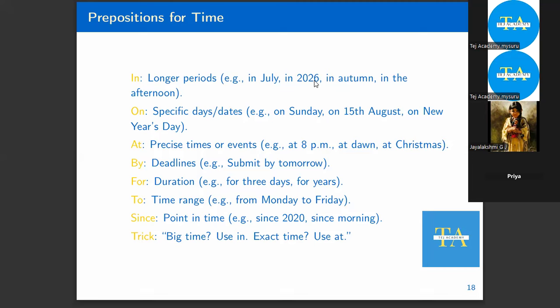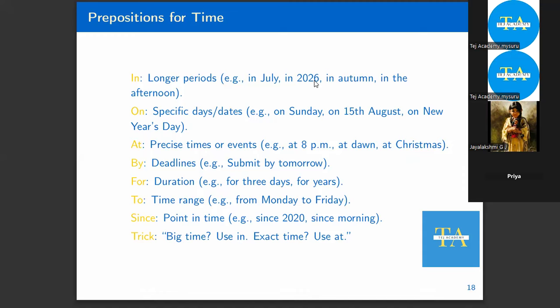And at is, of course, about precise times or events. At 8 p.m. At 5 a.m. in the morning, I usually wake up. And at dawn or at Christmas, here it is used with specific events. Dawn is not an event, but it's a specific time in a day, so we can use at with it. And at Christmas or some other festivals, we can use at, which are basically events.